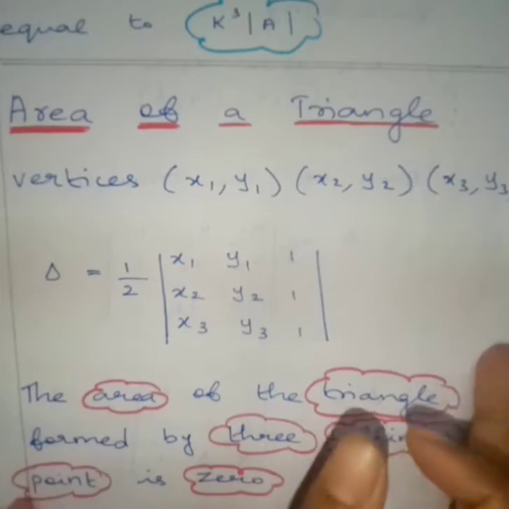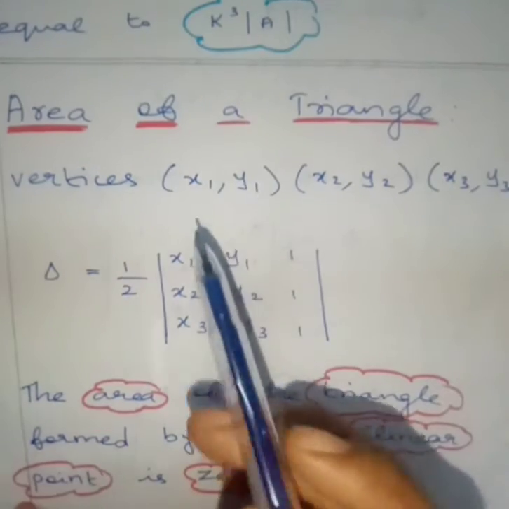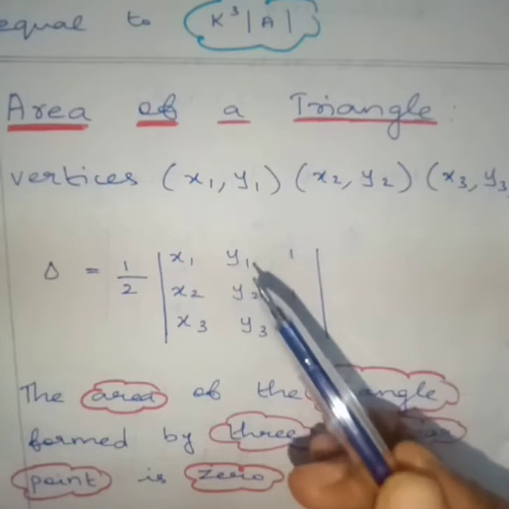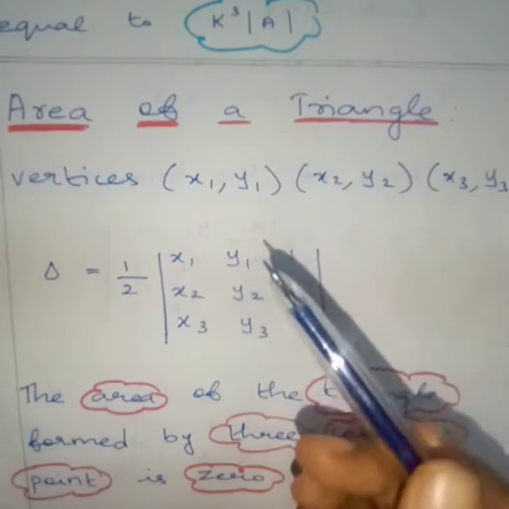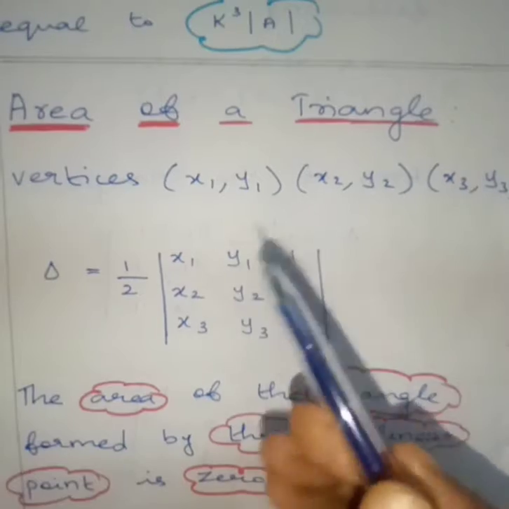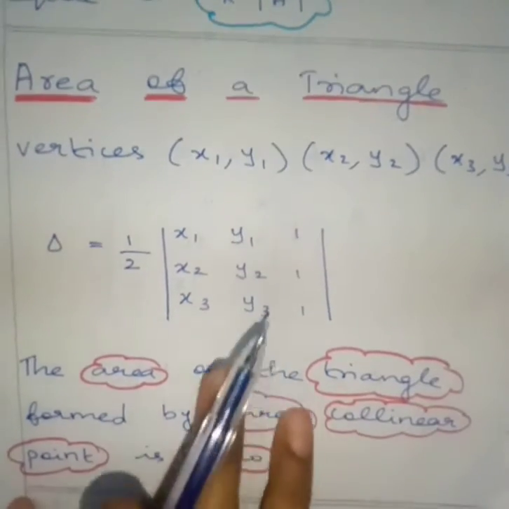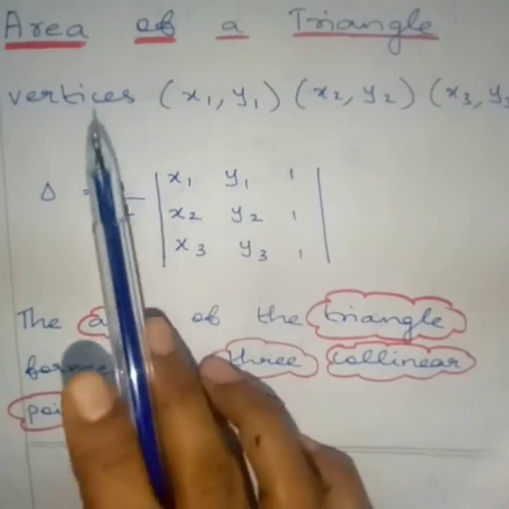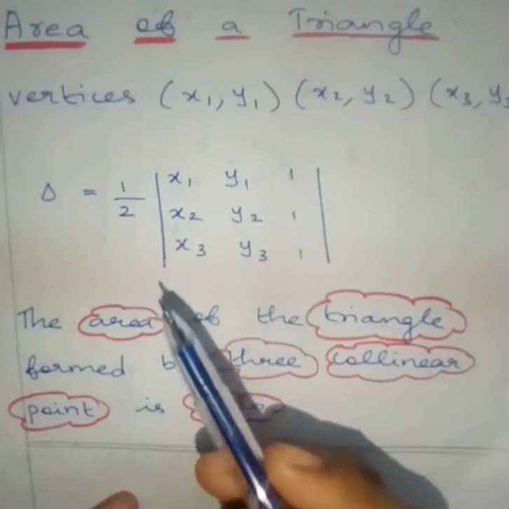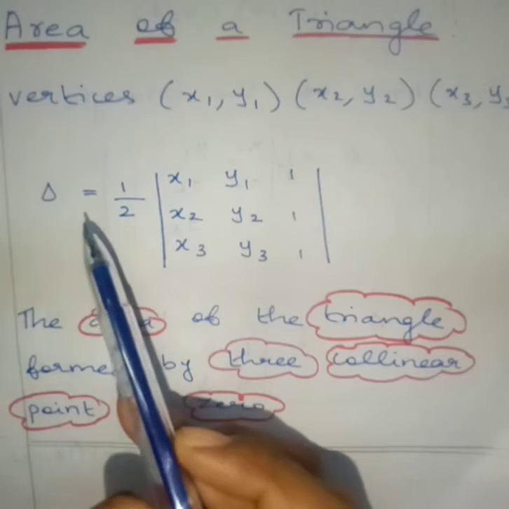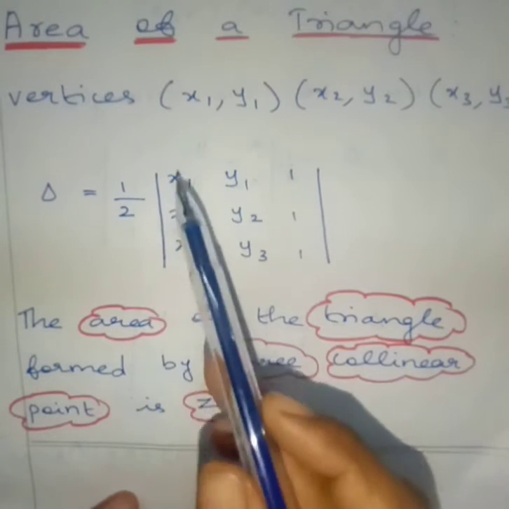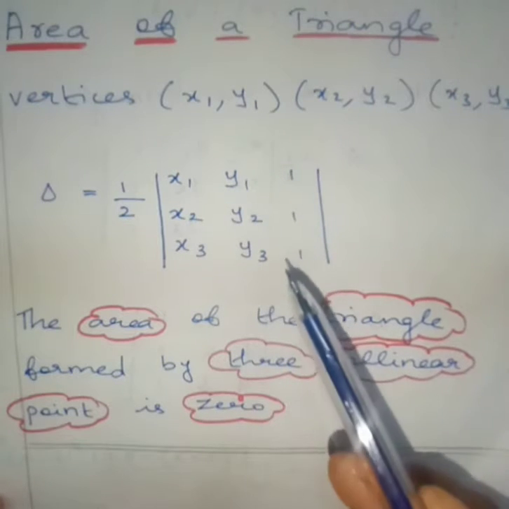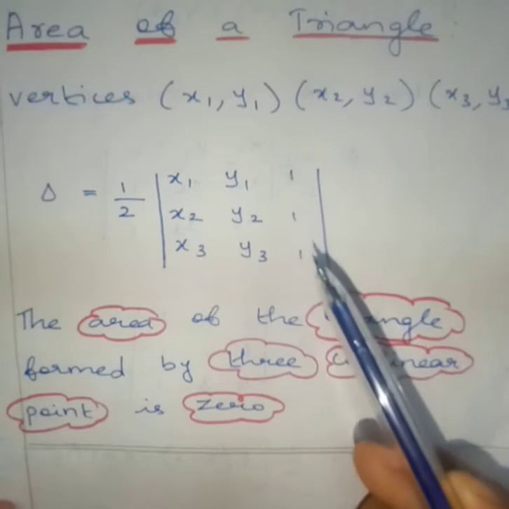Namaste students. Our next topic is going to be area of triangle. From the lower classes we have learnt the area of a right angle triangle and the area of an isosceles triangle. So when three vertices are given, now we are going to see how to find the area of the triangle. This is the formula for that. The area of the triangle is equal to half times the determinant of x1 y1 1, x2 y2 1, x3 y3 1.